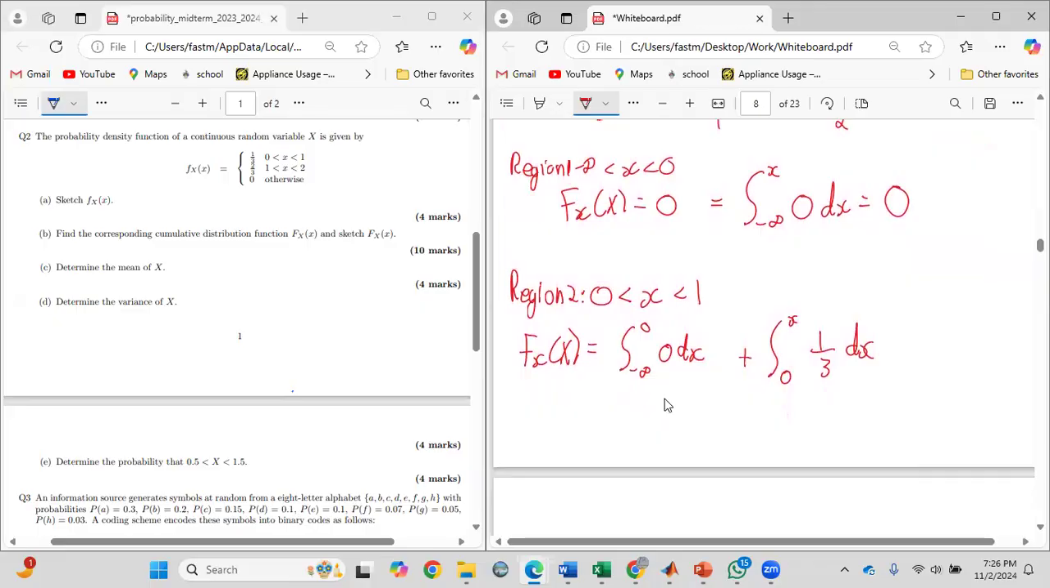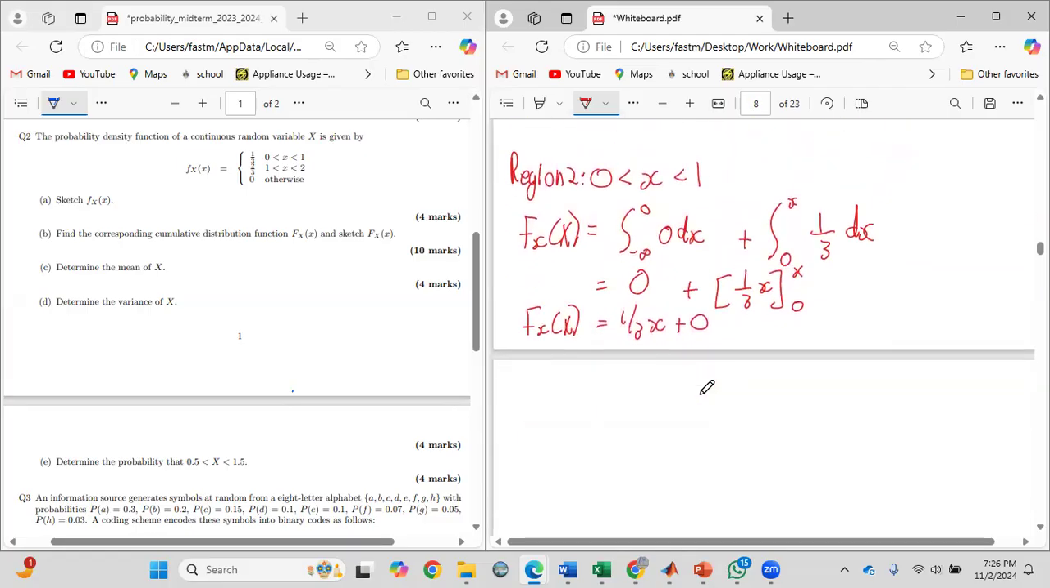Here, this would be 0 plus the integral of a third, which is a third x between x and 0. When you plug x into this, you get 1/3 x minus 1/3 times 0, which is 0. So you end up with 1/3 x plus 0. So between 0 and 1, it will be this line with a y-intercept of 0. Everything is coming together. Now, region 3.